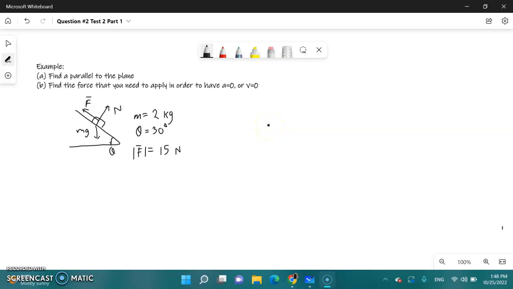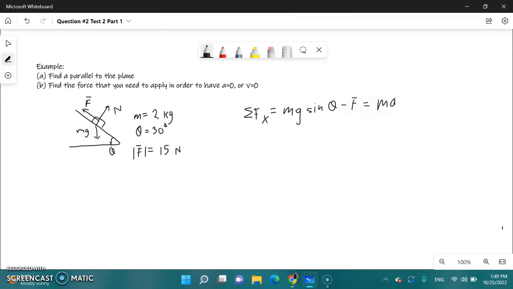Okay, so for this question, we're being asked to find the acceleration parallel to the plane. And first, to even get to that number, we have to find the sum of the forces in the x direction. And we start with an equation, which is the weight times sine of theta minus the force being applied equal to the force, ma.